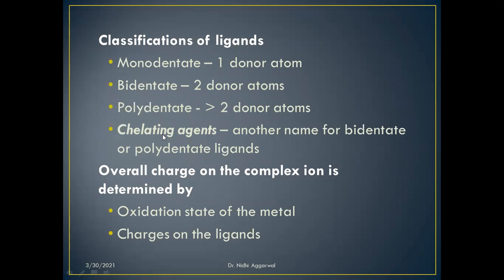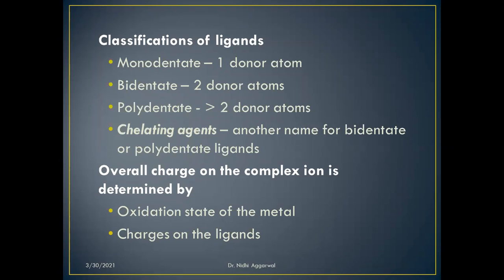Next is the category of chelating agents. Chelating agents, when combined with the metal ion, form a ring type structure. These chelating ligands form coordination complexes which are more stable as compared to the metal complexes formed with monodentate, bidentate or polydentate ligands. So we can say that the ligands which chelate with the metal ion form highly stable complexes as compared to the non-chelating ligands, which do not form any ring structure with the metal ion.